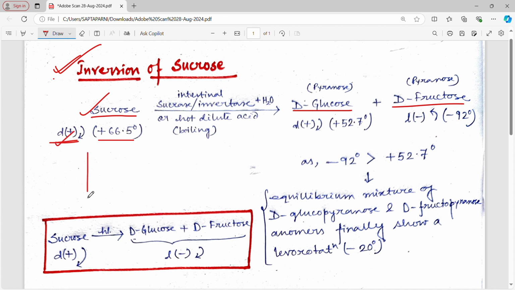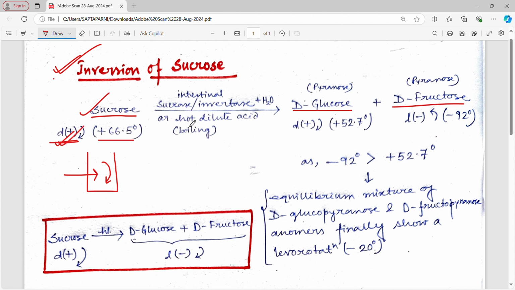See, whenever plane polarized light is passed through the sucrose solution, it rotates the light towards the clockwise direction. Okay, so the clockwise rotation is known as dextrorotation, and if it rotates the light in the anti-clockwise direction, then we call it levorotation. So sucrose solution is generally dextrorotatory in nature.